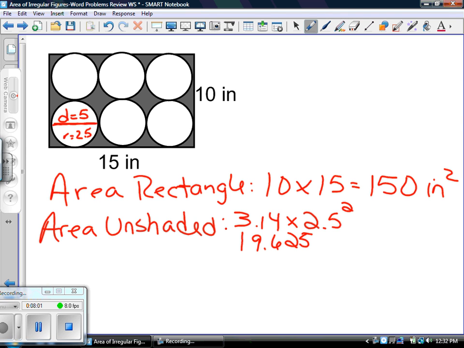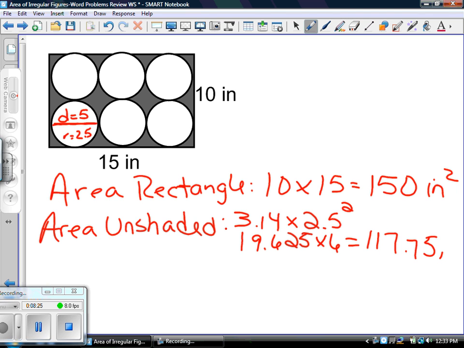Now that is only the area of one of the circles. We have 6 of them. So what we're going to do is multiply this by 6, so we make sure we include all of this unshaded stuff together in one piece. That will give you 117.75. And that is also inches squared.